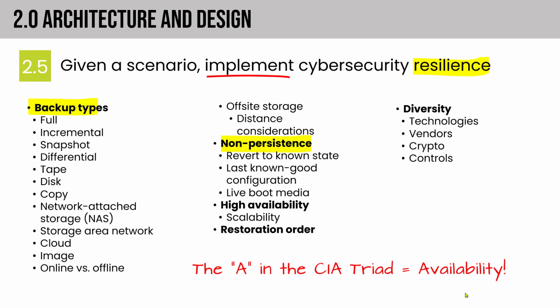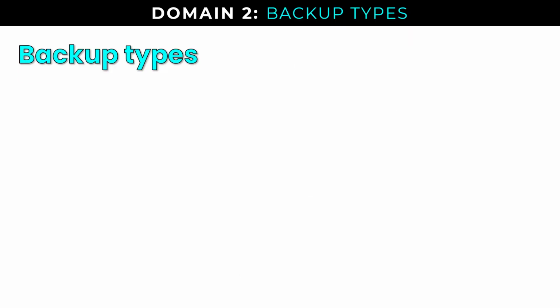So resilience and availability very much speak to security. The C and the I being confidentiality and integrity. But CIA triad a discussion for another day. Let's talk about backup types.